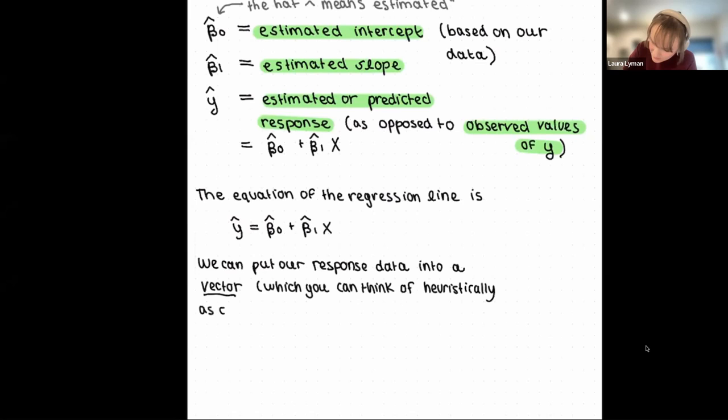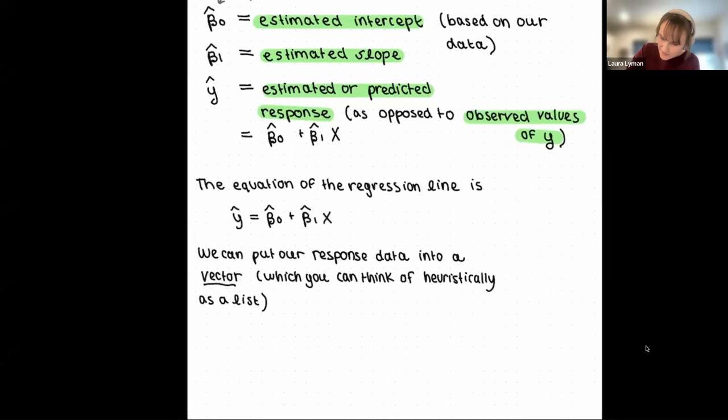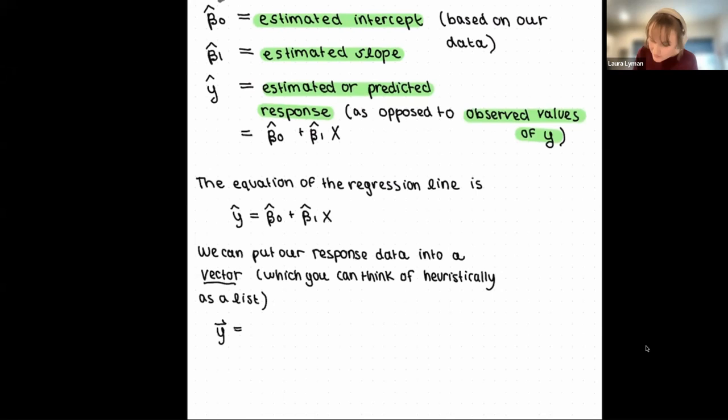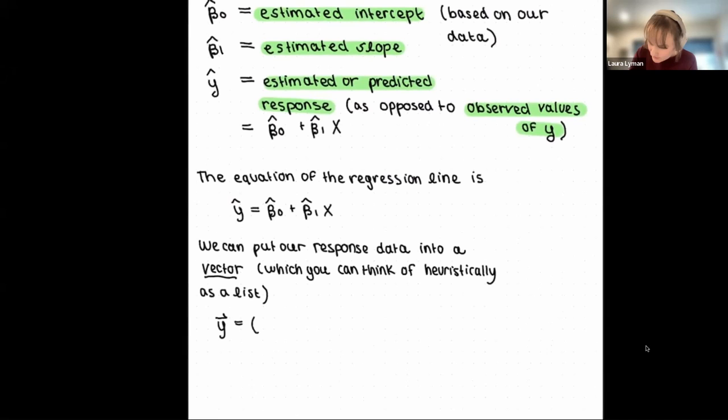If you're less aware with linear algebra, a vector is a very special type of list that allows operations between lists of its type. So specifically, I can make a list of all of our observed values of y, where capital N is the number of data points.